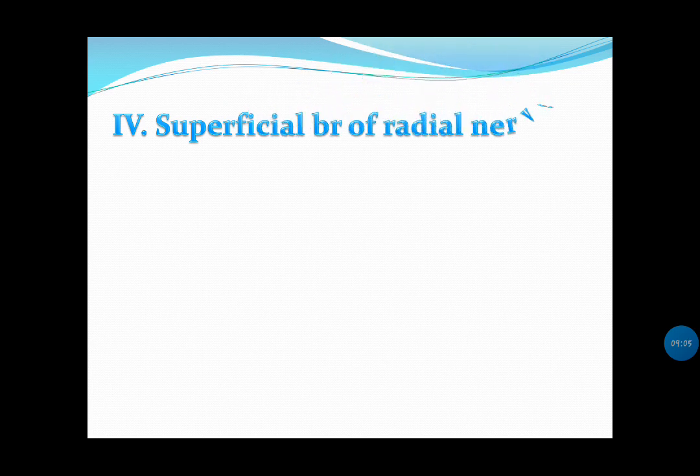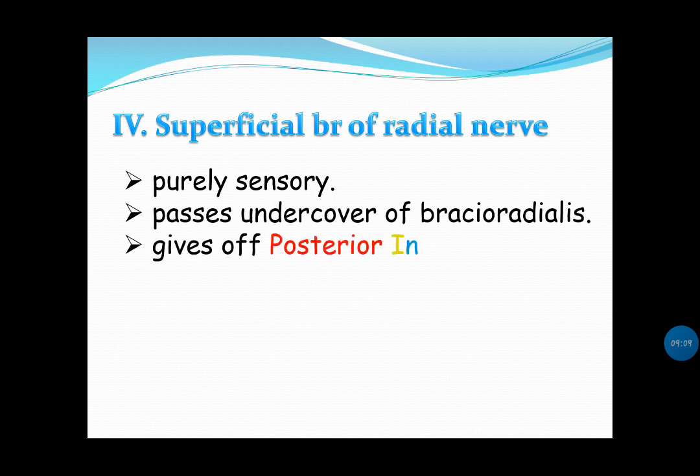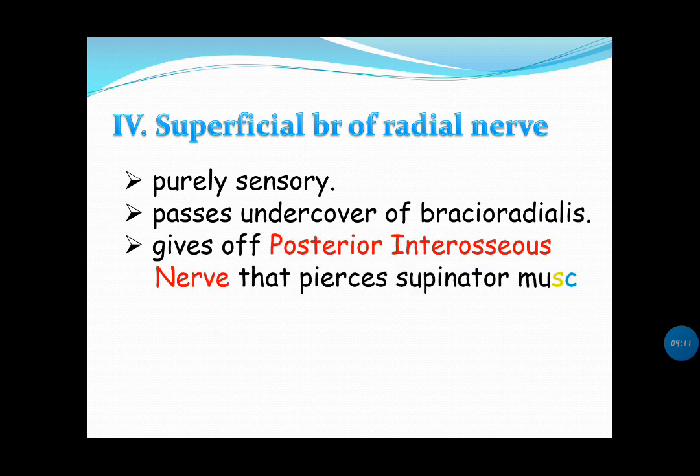So next, about superficial branch of radial nerve. So this is purely a sensory nerve, and it passes under cover of brachioradialis muscle. And we have already seen this radial nerve gives off a branch, that is posterior interosseous nerve, which pierces the supinator muscle.